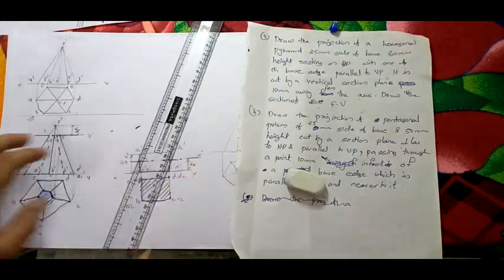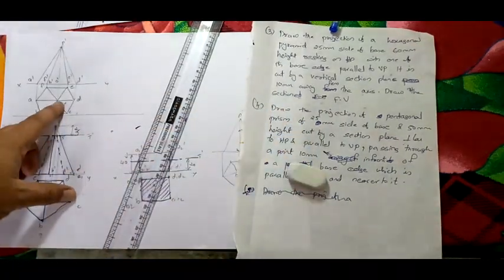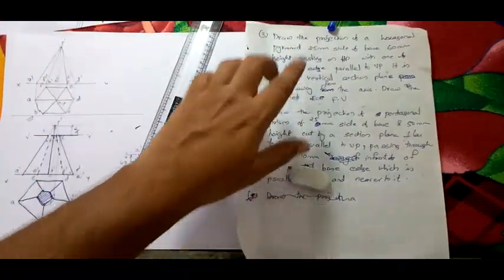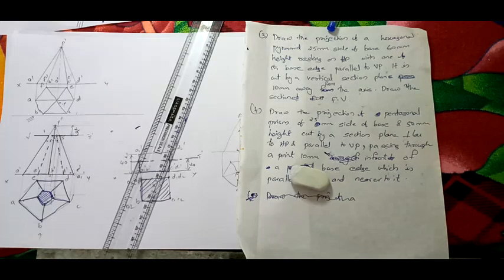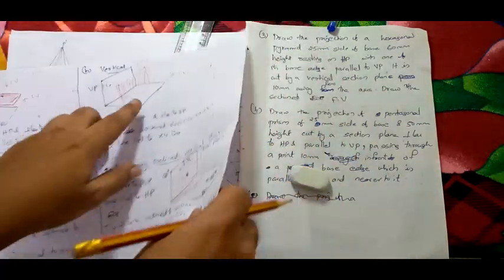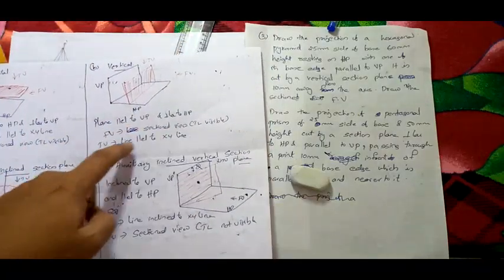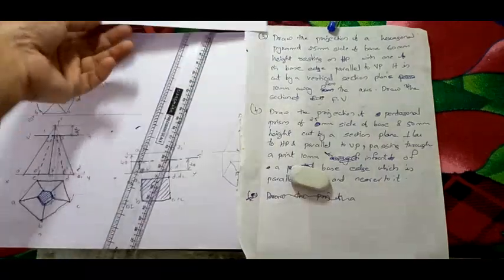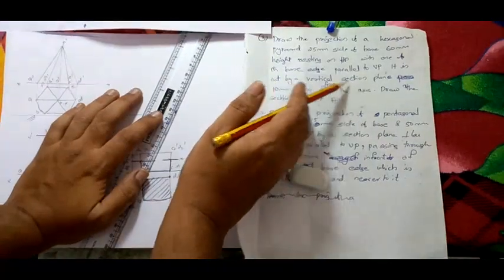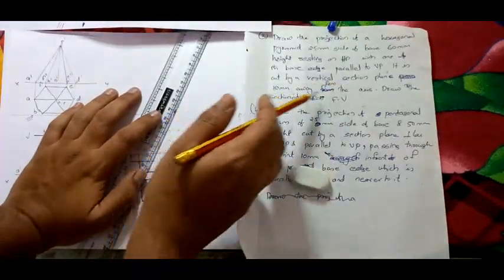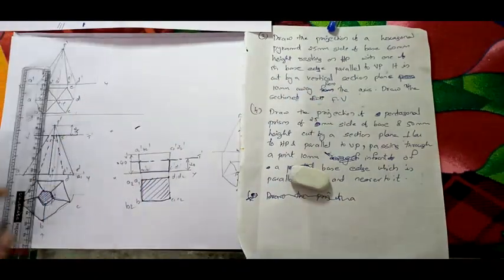Now we will see the vertical section plane. We have already discussed the vertical section plane. It is cutting like this, which means in the front view you can see the section view, and the top view is a line parallel to the XY line. Now they have told us the section plane is 10 mm away from the axis.